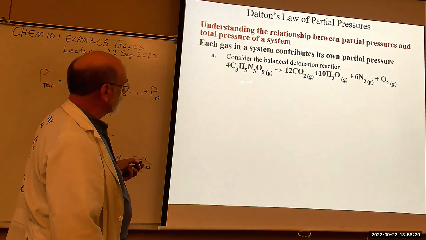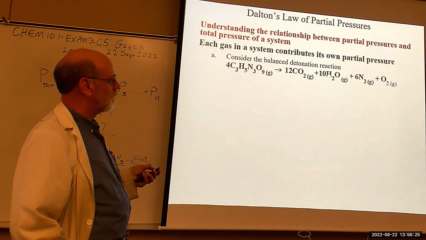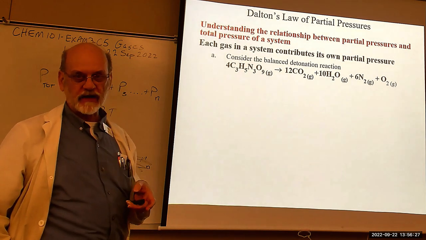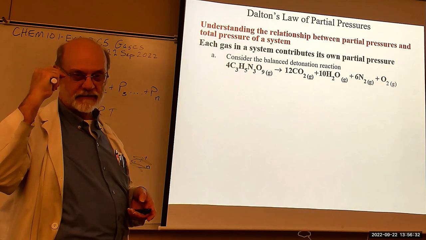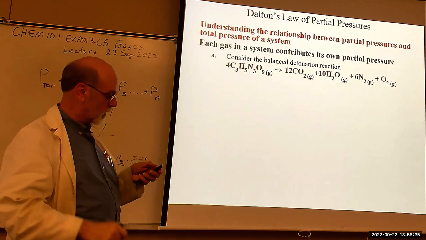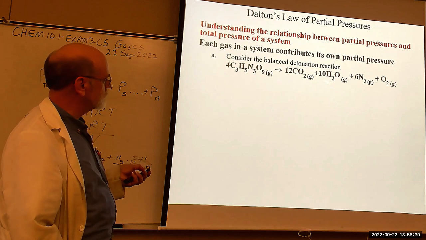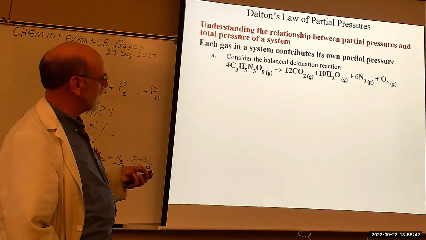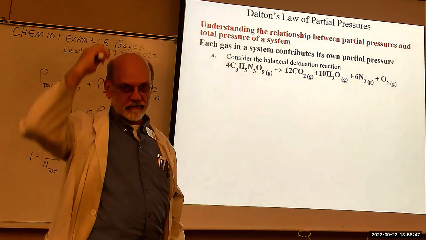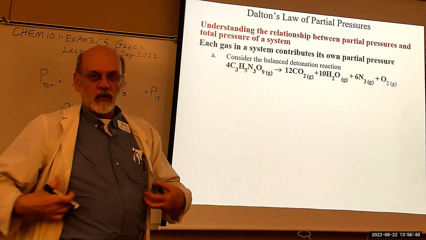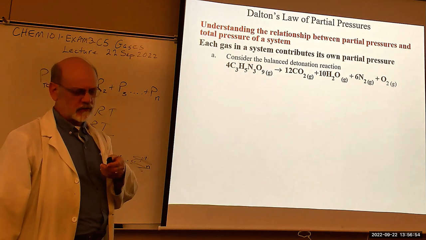So 4 moles of nitroglycerin will produce 12 moles of carbon dioxide, 10 moles of water, 6 moles of nitrogen, and 1 mole of oxygen when it decomposes. And it decomposes like that. Very quickly, it goes from 4 moles of gas to 12, 22, 28, 29 moles. It goes from 4 to 29 moles that quick. So that overpressure is what provides the explosive force. There's release of heat too.